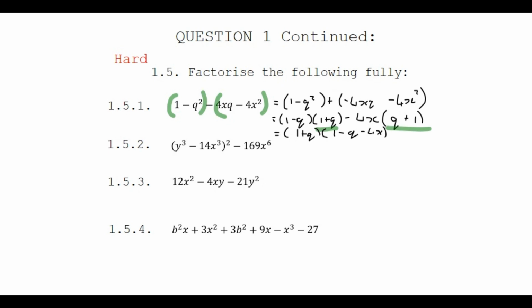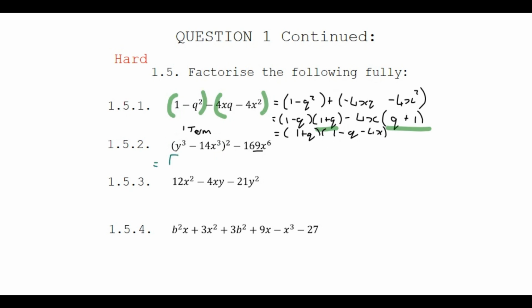Alright, let's take a look at the next one. 1.5.2. Now what I want you to see here is we have brackets already, and brackets actually represent one term. Right? Grade 8 maths. And then we have this bracket squared minus 169, which is actually 13 squared, x to the power of 6. So what we actually have there is a difference of two squares. Alright, so if we had to factorize that, you could look for a highest common factor, but because of the bracket, it limits us. That's why this is considered a difficult one.